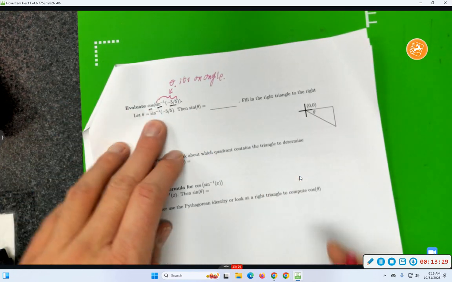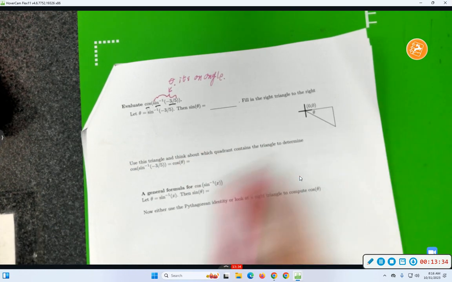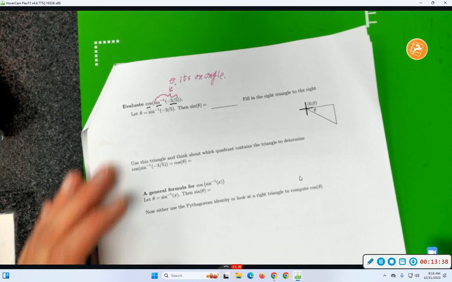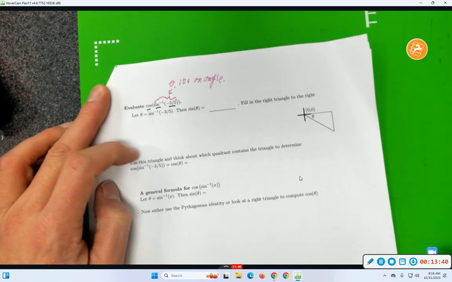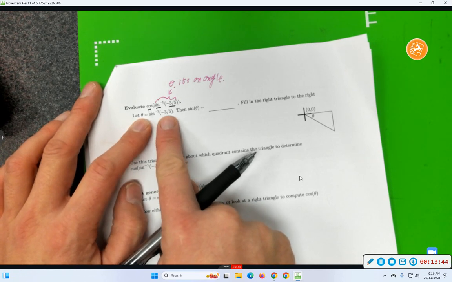And I should think of it as an angle. Inverse trig functions take ratios and give you angles, right, because that's what a trig function expects as its argument. So inverse trig functions produce that angle. So let's let theta be inverse sine of negative 3 over 5.